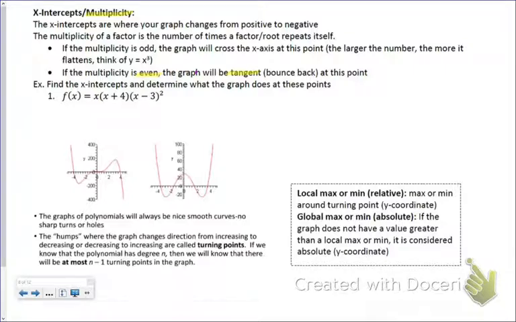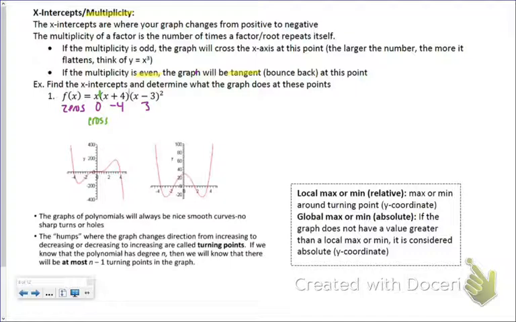So we're going to use this information to find what our graph does at these points. So here's an example that's in intercept form already. So my zeros would be 0, -4, and 3. Now what my graph is going to do with those points is dependent on the exponent of that specific factor. So x is raised to the first power. 1 is an odd number, so at 0, your graph will cross.